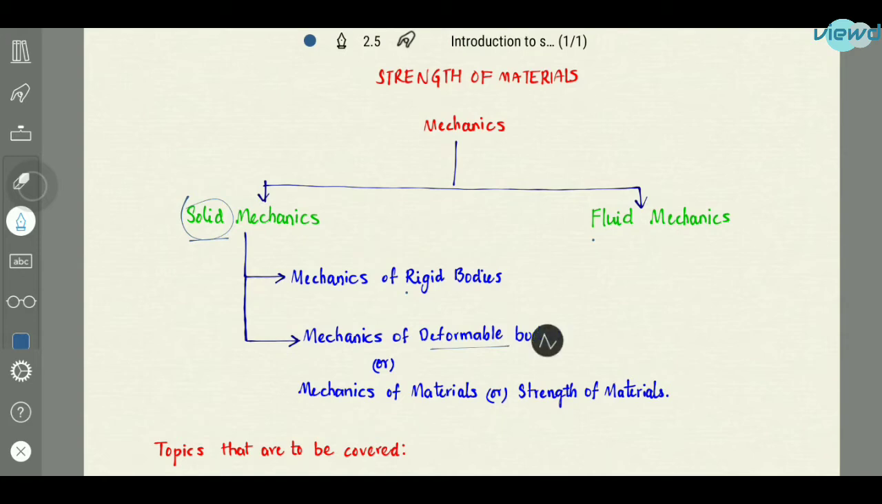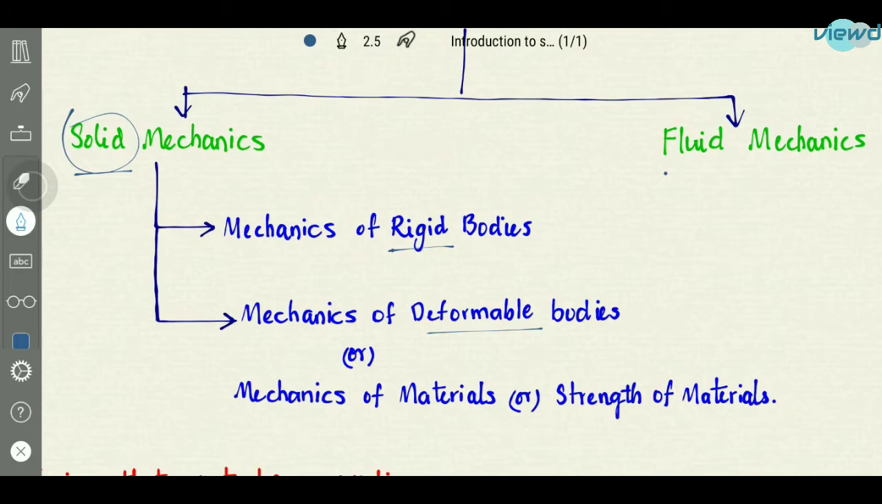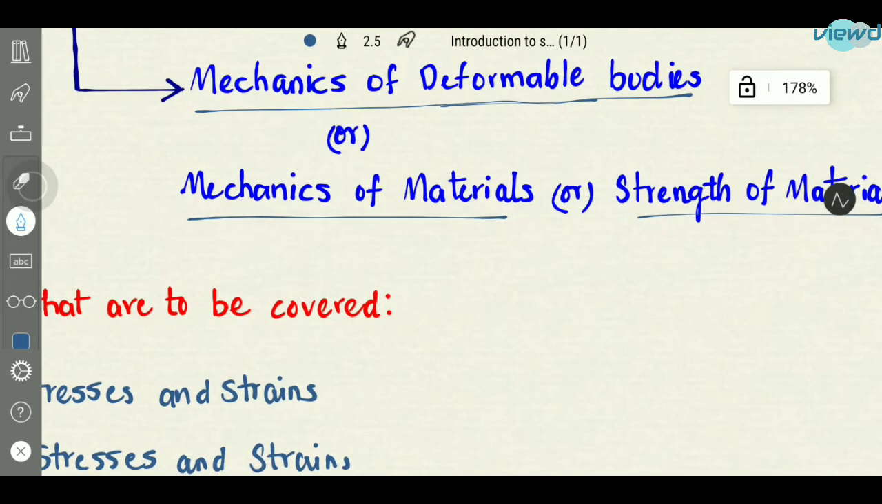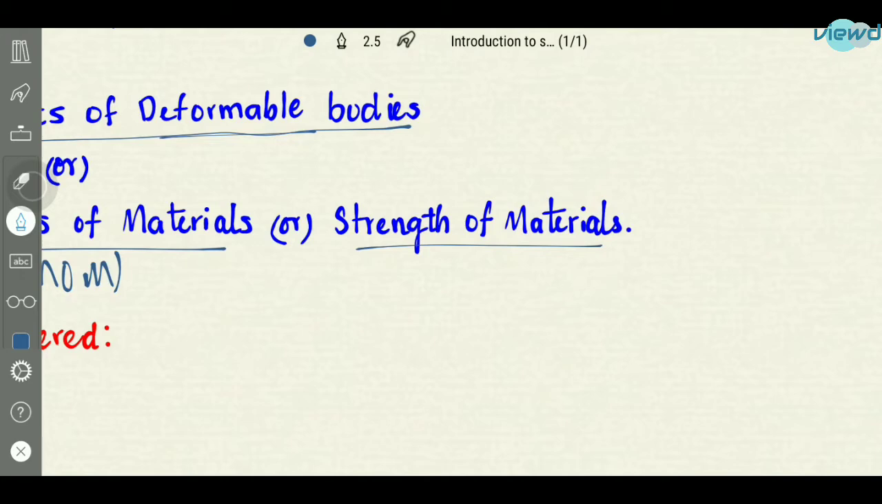What are rigid bodies? Under the application of force, if the bodies do not deform, those are called rigid bodies. On the application of force, if the body changes its shape and size, those are called deformable bodies. So mechanics of rigid bodies and mechanics of deformable bodies. This mechanics of deformable bodies is also called as mechanics of materials or strength of materials. It can be called with three names: mechanics of deformable bodies, mechanics of materials, strength of materials. This is generally called MOM, and strength of materials as shown.